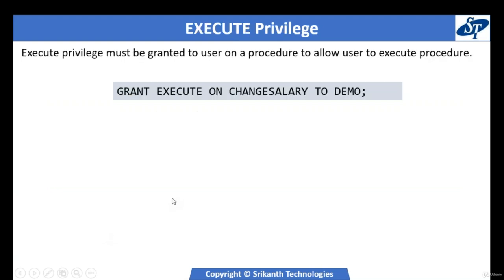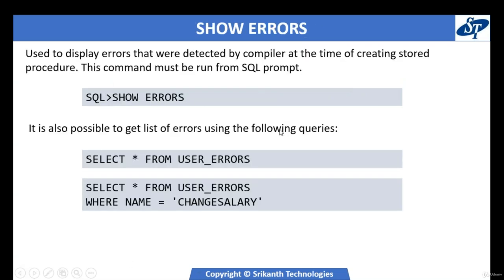And also, there is the execute privilege. This is the privilege we use to grant the execution privilege on the procedure to a user. So this is a privilege applicable or relevant only to program units like stored procedures and functions. So I'm granting execute privilege on change salary to demo. Demo is the user, execute is the privilege, and change salary is the name of the program unit. That is our procedure.